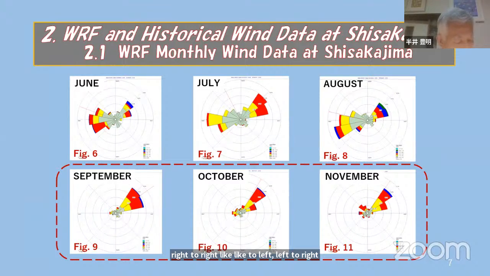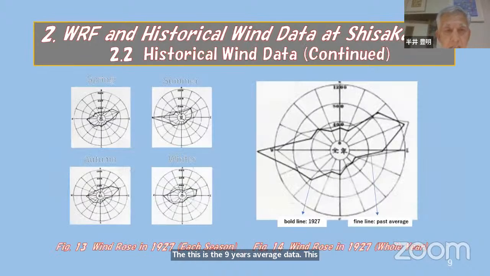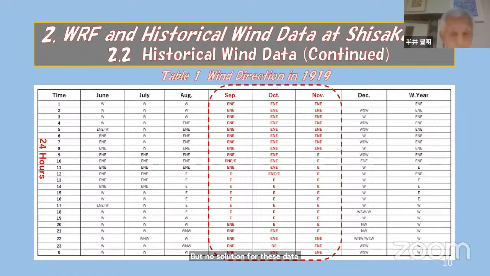So we started to check the historical data, which was recorded more than 100 years ago. This is the 9-year average data. This is the historical data from 1927, but no solution in these data. And finally, we found this historical data from 1919.